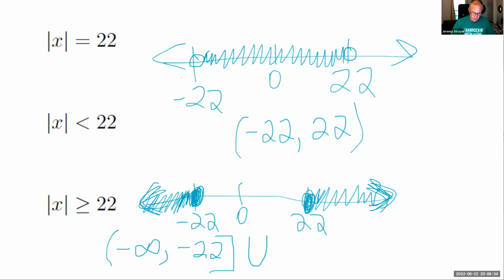So it's going to be a union with this other interval of 22 to infinity. Got to do a round bracket on infinity because it's not really a number that you actually ever get to. Just keep getting bigger and bigger and bigger. So that is thinking about absolute values with inequalities.